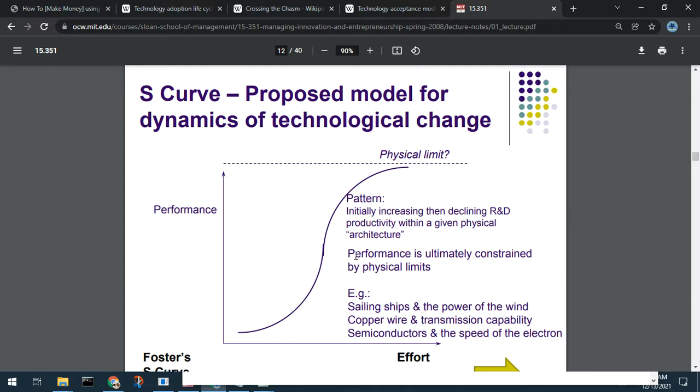So again, I'll leave a reference to this. You can get a lot more information about S-curves and the motivation behind them, etc. But I hope this helps, and we'll continue.